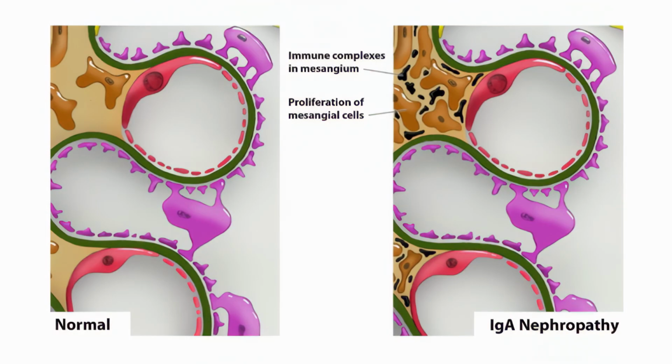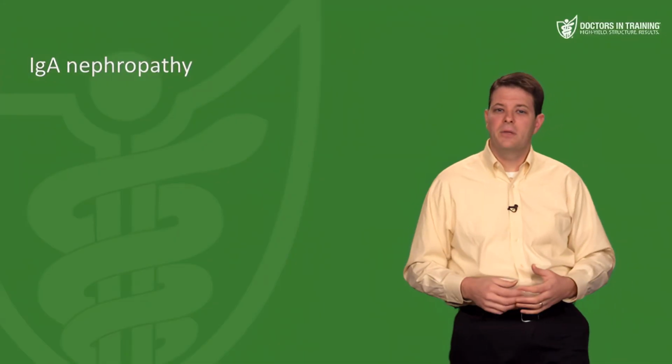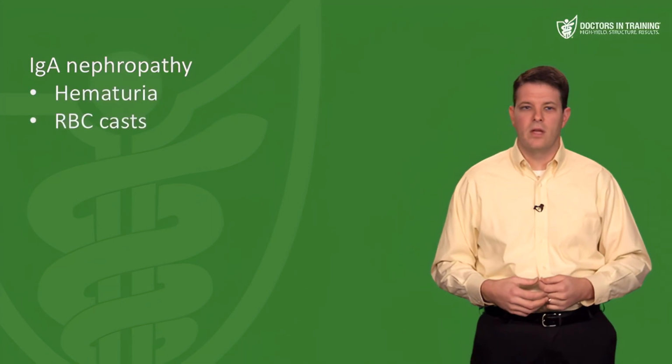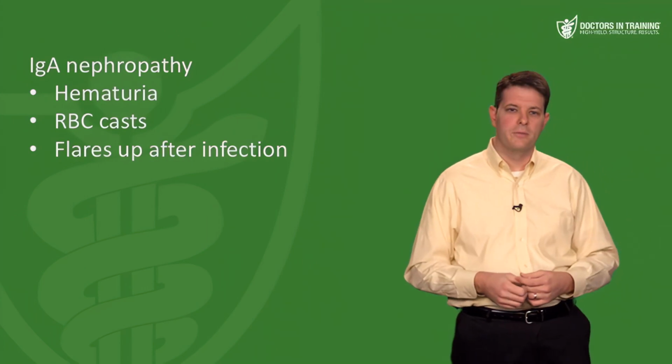Now with IgA nephropathy, patients get increased serum IgA, and then IgA immune complexes get deposited in the mesangium. And they also have a proliferation of mesangial cells. On the electron micrograph, you can see these dark, dense deposits in the mesangium down here in the corner. This huge black blob is a red cell in the capillary, but these dense deposits in the mesangium are deposits of the immune complexes. IgA nephropathy typically presents with hematuria. When you examine the urine, you're going to see those red cell casts. And it often flares up after an infection like a URI, and we also saw that with Henoch-Schönlein purpura.